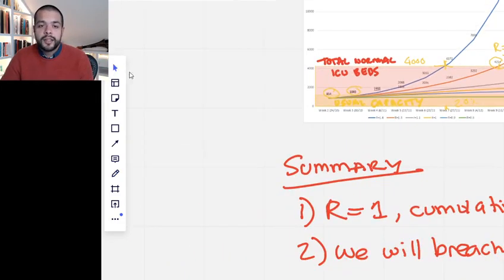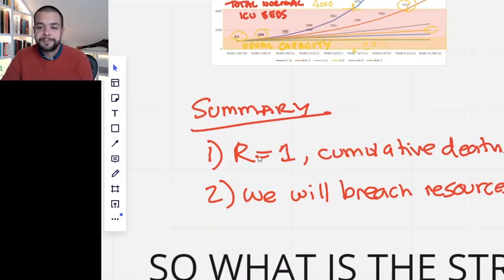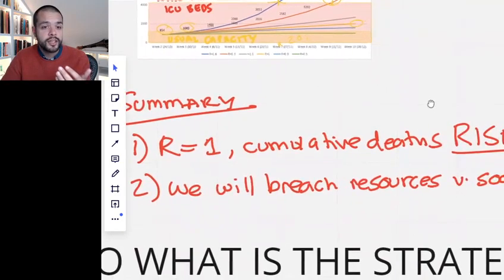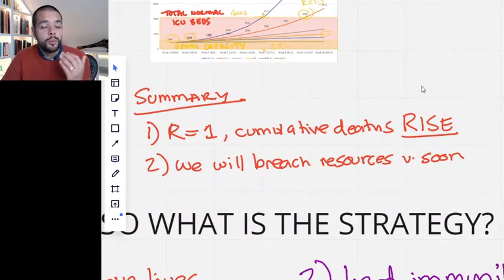So here's a summary then of all of that. But the key points, I think, is that the R remains at 1. Cumulative deaths, hospitalizations, mechanical ventilation beds will still rise. So even if we get the R down to 1, it's not enough. The R must be below 1 to reverse the process, to make sure that we don't have so many cases coming down the line that we can do cancer care and operations down the line. And we will breach resources very soon.